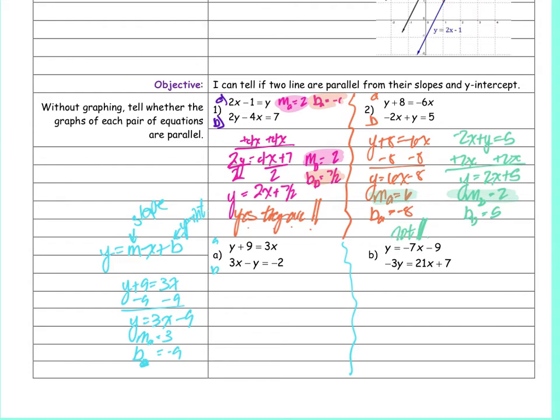And then for the second line, 3x minus y equals negative 2. I'm going to subtract 3x, and I get negative y equals negative 3x minus 2. Divide by negative 1, y equals 3x plus 2. So the slope of line B is 3, and the y-intercept of line B is 2. So my slopes are the same, and my y-intercepts are different. So yes, they are parallel.